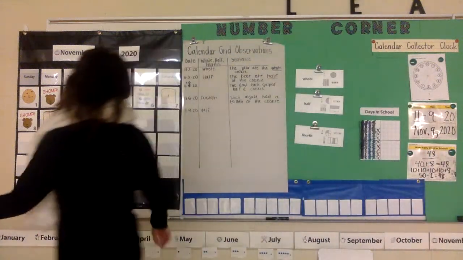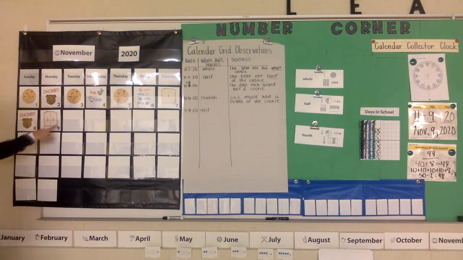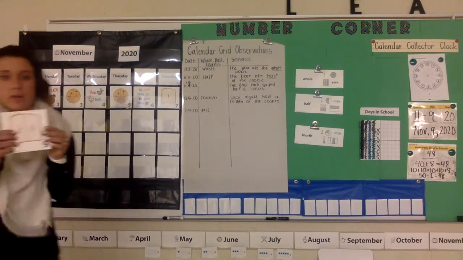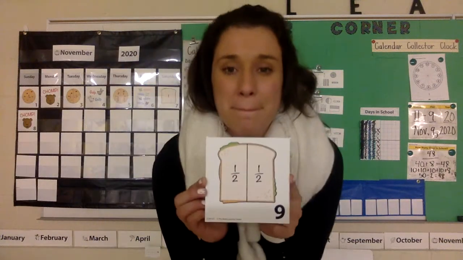Friends, happy Tuesday. So yesterday we noticed that we have a sandwich and a half. We have two halves which make a whole. What do you think is under this square today? So think about what yesterday was. I'm going to show you it closely.